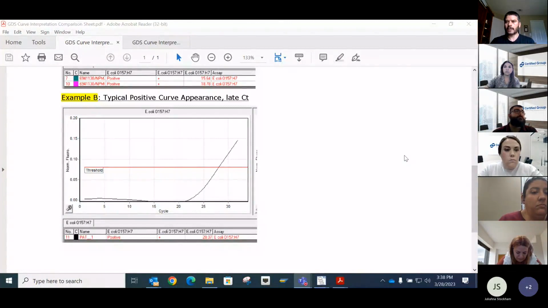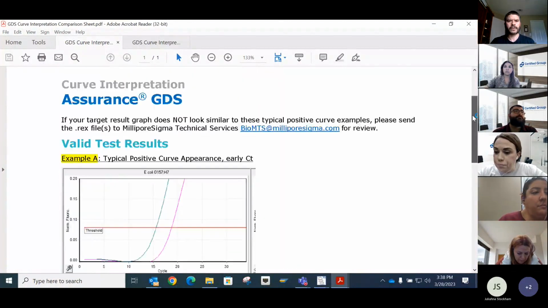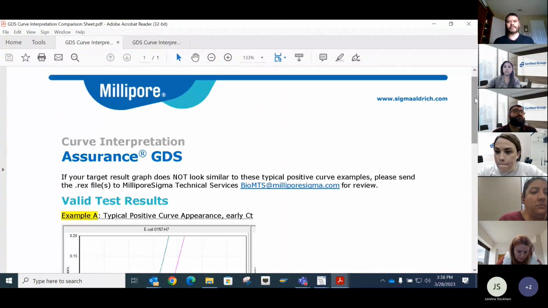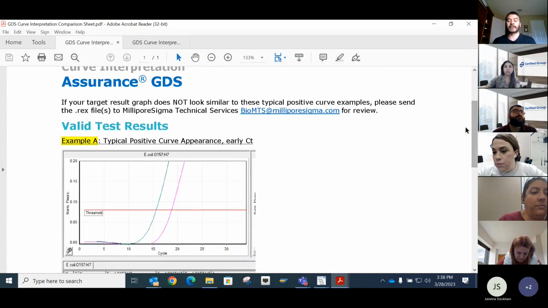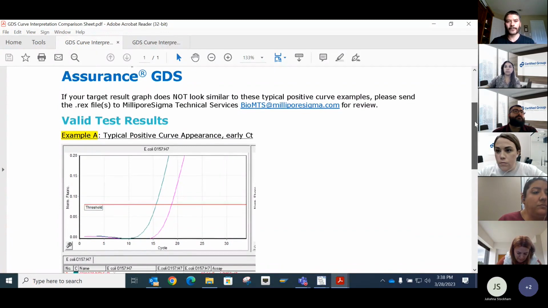And this right here is a very basic GDS interpretation. I don't even know if I want to call it a guide. Really what it does is it shows you what the lab should see 95% or greater of the time when samples are positive. These are very typical positives.